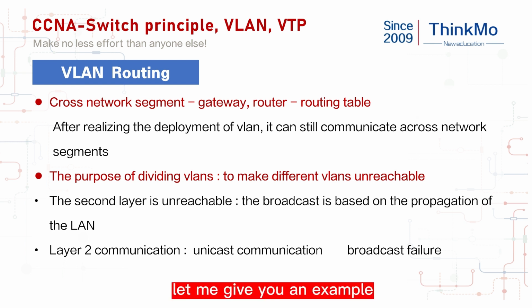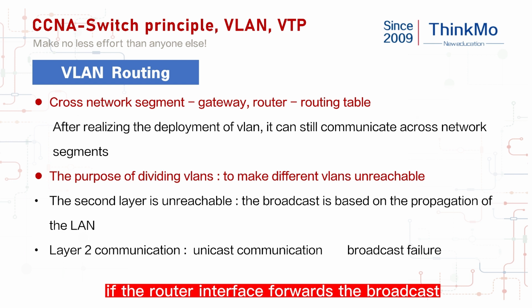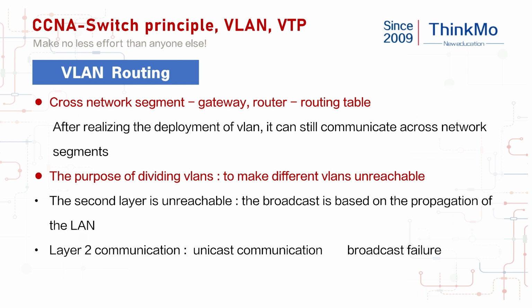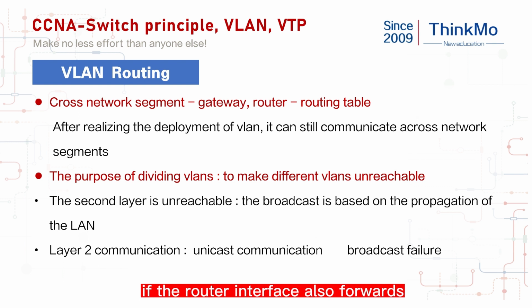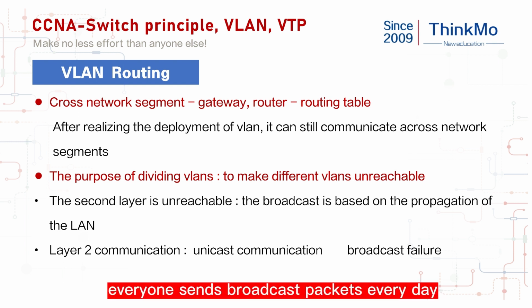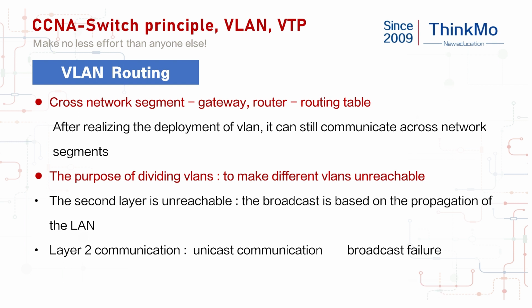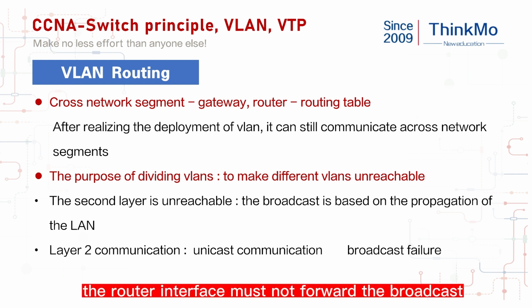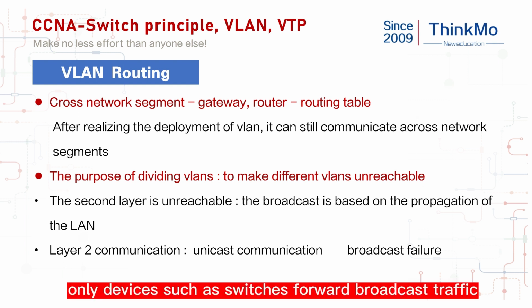Let me give you an example. If the router interface forwarded broadcasts, the ARP packet we sent would also be forwarded to billions of internet users around the world, and everyone sends broadcast packets every day. That's too exaggerated. Therefore, the router interface must not forward the broadcast. Only devices such as switches forward broadcast traffic.